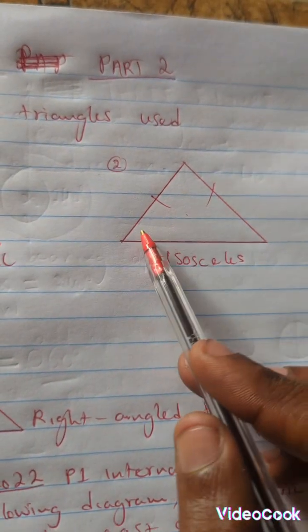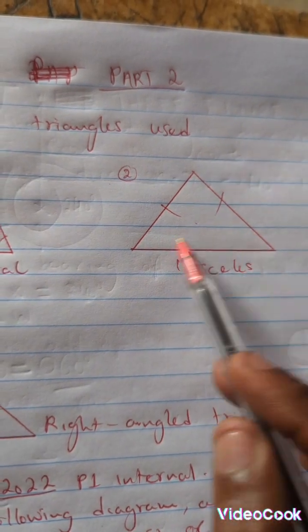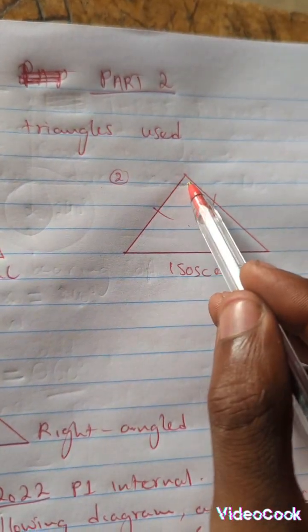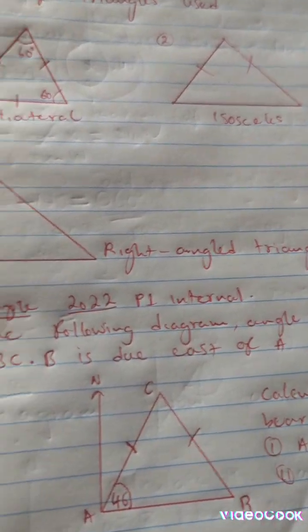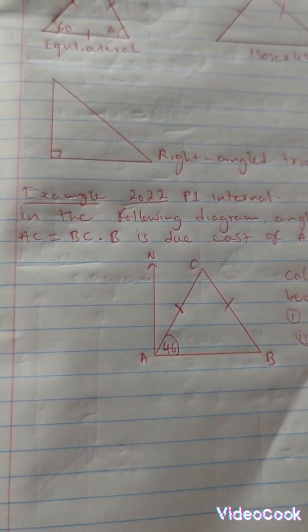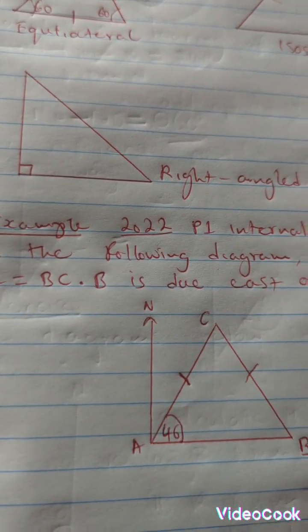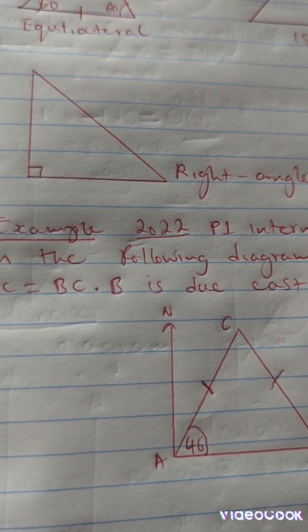Then we have isosceles, meaning these two angles are equal. Then we don't know this one. Then we have a right angle triangle and some triangles that we are going to use. But anyways, we just have to note that a triangle adds up to 180.